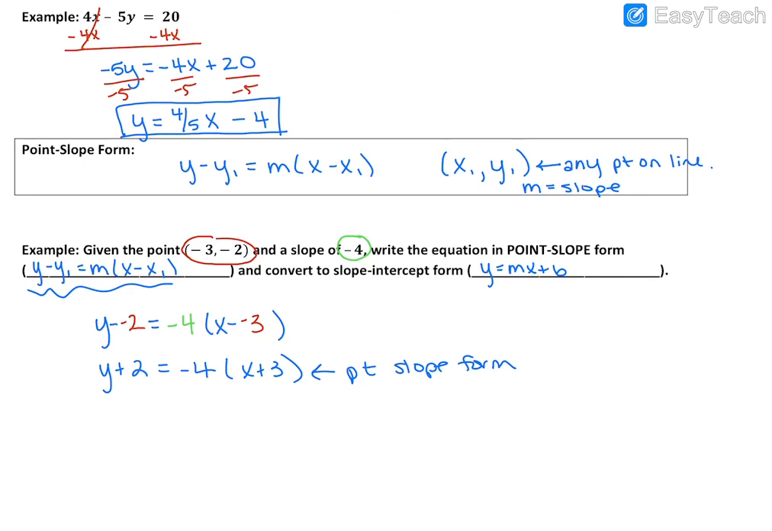Okay, there's nothing else to do. Some people try to start moving things around, distributing. We're not going to do that yet. That is point-slope form. So if we're asking for point-slope form, that's what it's going to look like.